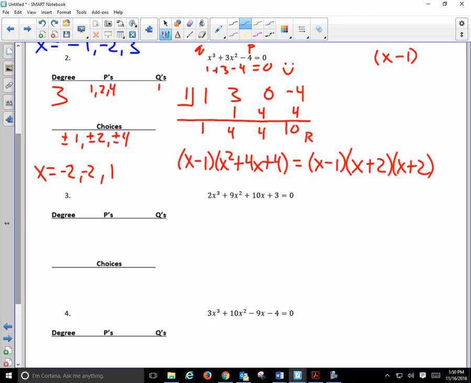Not too bad, huh? Well, we had no idea how to solve that before, trying the rational roots theorem. Works out pretty cool.